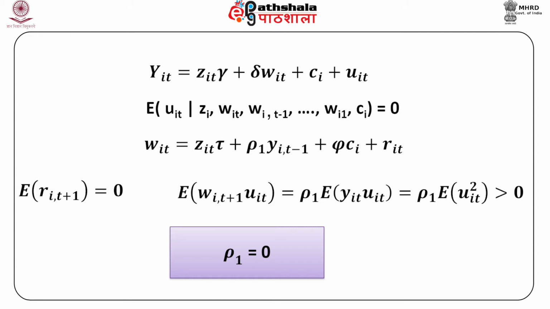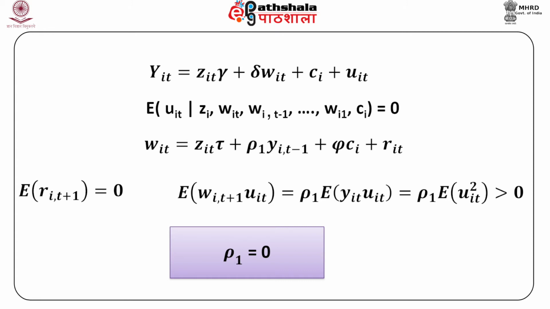Wit is influenced by past Yit. So Wit can be written as Zit tau plus rho 1 Yi,t minus 1 plus phi Ci plus Rit. This is denoted as equation 8.